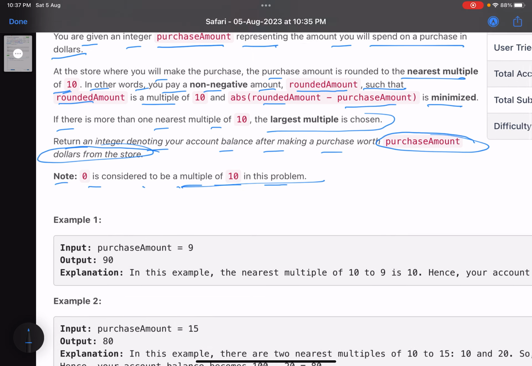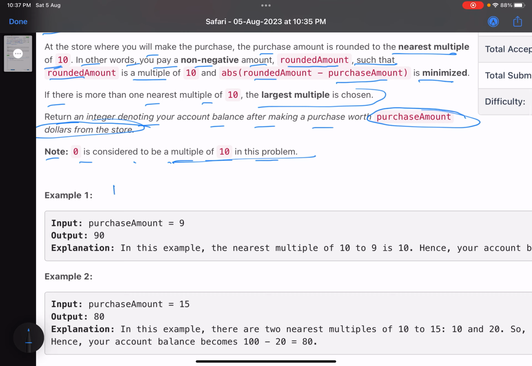Okay, in this case, remember I have $100. This is the maximum amount of money I can spend, right? Purchase amount is $9, I need to spend $9. But I cannot spend $9. I have to spend dollars which is a multiple of 10, rather the nearest multiple of 10, right?